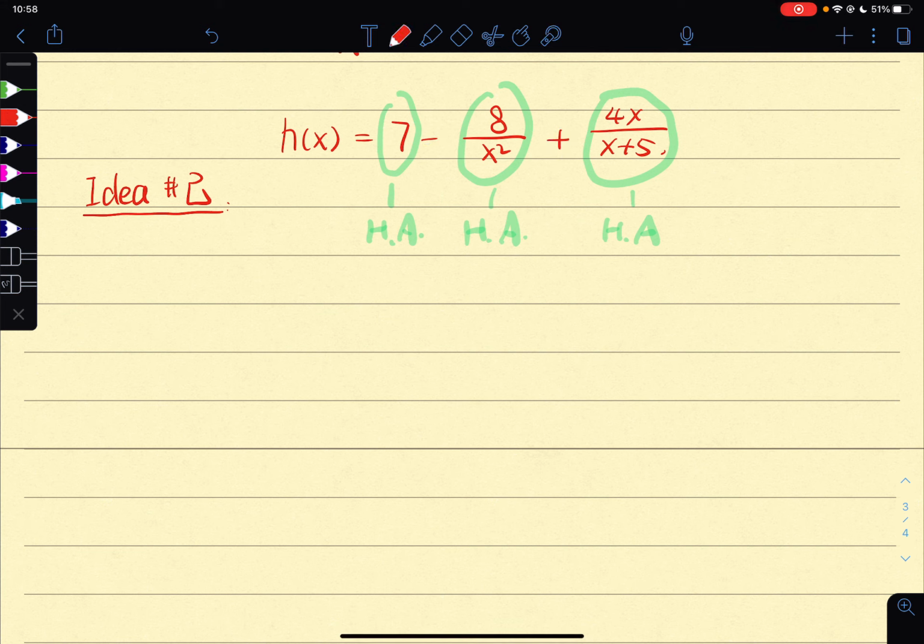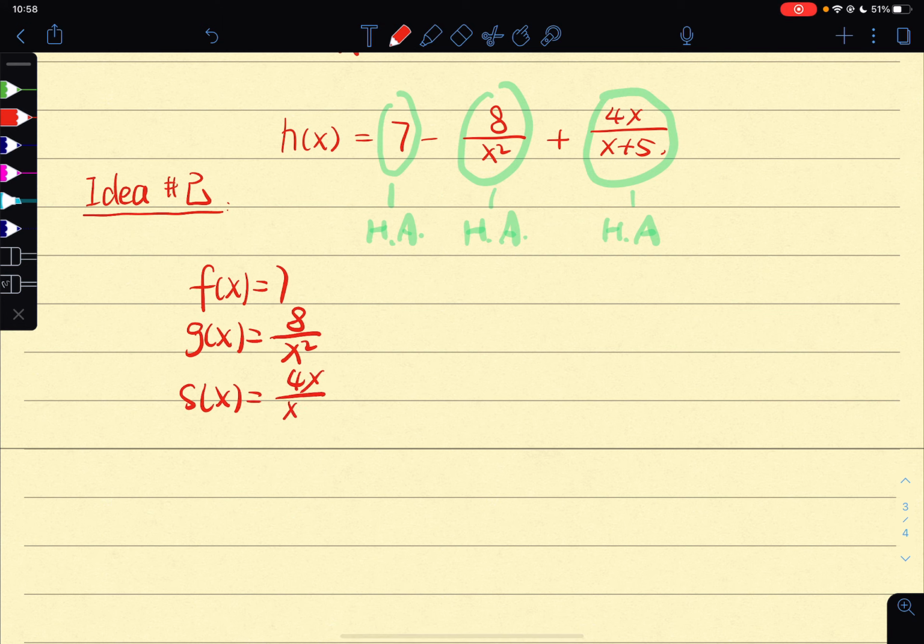The first function is 7, the second function is 8 over x squared, and the third function is 4x over x plus 5. If you look at their horizontal asymptotes, the first function is a horizontal line, so it itself is its horizontal asymptote, which is y equals 7. The second one is x of order 0 over x of order 2, so it's a higher order on the denominator, and the horizontal asymptote is 0.